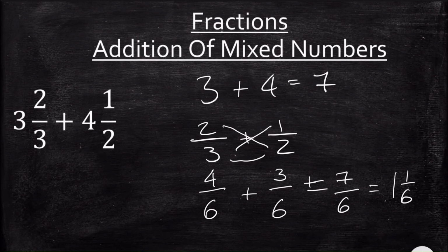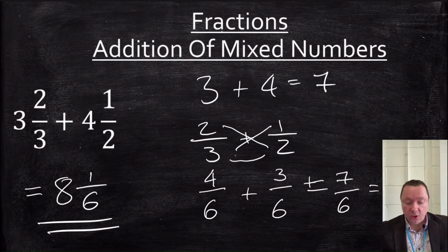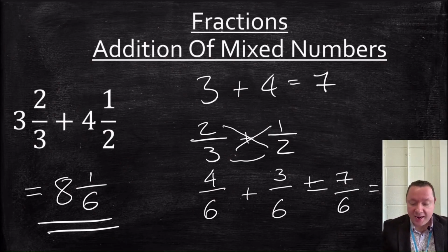So putting my answers all together, 3 plus 4 is 7, plus another 1 is 8, and 1/6. And we're done. Alternatively, you could have changed each of the mixed numbers to improper fractions and then added them, but then you would have had to simplify your answer, and you could leave your answer as an improper fraction, or you could change it back to a mixed number.